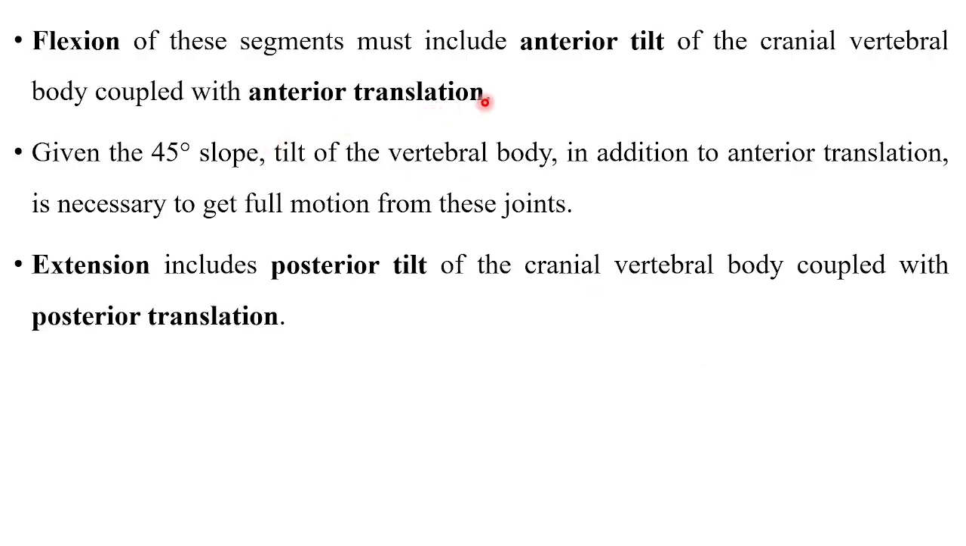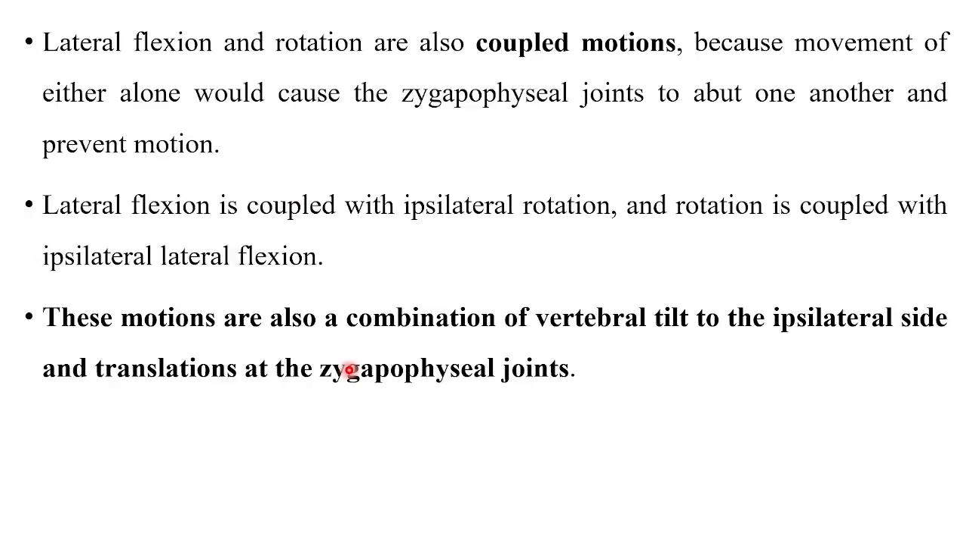Flexion of these segments must include the anterior tilt of the cranial vertebra coupled with anterior translation. Given the 45-degree slope, tilt of the vertebral body in addition to anterior translation is necessary to get full motion of these joints. Extension includes posterior tilt of the cranial vertebral body coupled with posterior translation. These are the motions that occur in the lower cervical regions that we already discussed. During flexion, there will be anterior tilt as well as anterior translation, and during extension, there will be posterior tilt as well as posterior translation.